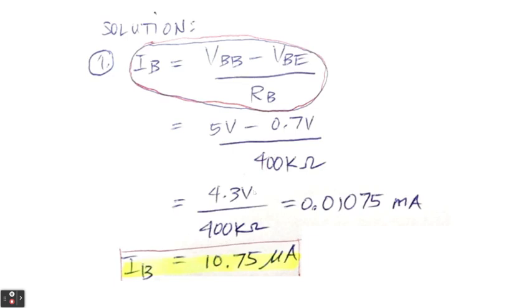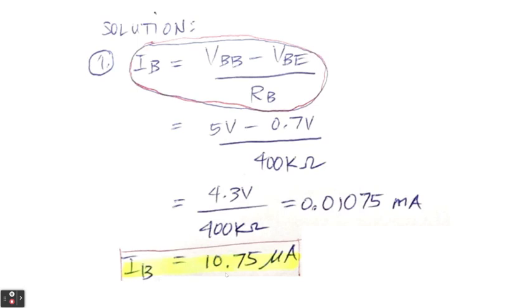We all know that when you divide volts by kilo ohms, the answer will be in milliamperes. So I directly put here 0.01075 milliamperes. This will be our IB. But you can move the decimal point to the right 3 times, 1, 2, and 3, and you will put the decimal point between 0 and 7.